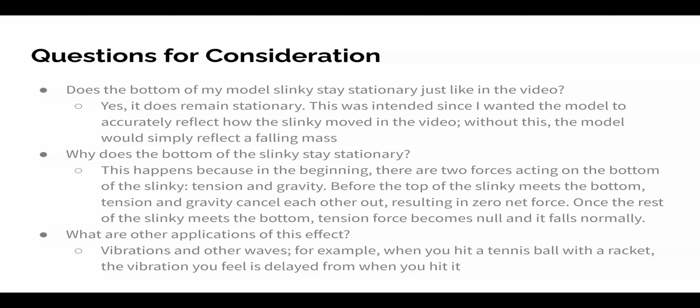And so more on that, why does the bottom of the Slinky stay stationary? And this is because in the beginning, there are two forces that are acting on the bottom of the Slinky. There's tension force from the rest of the Slinky, and there's gravity that's pulling down. Before the top of the Slinky meets the bottom of it, the tension force and the gravity force cancel each other out, which results in zero net force on the bottom of the Slinky. But once the rest of the Slinky falls to the bottom and meets the bottom, the tension force becomes null. So then gravity again takes over, and then it falls normally to the ground.